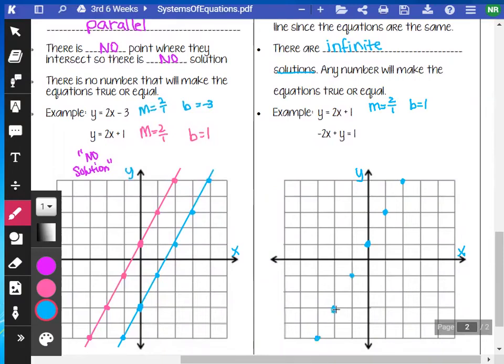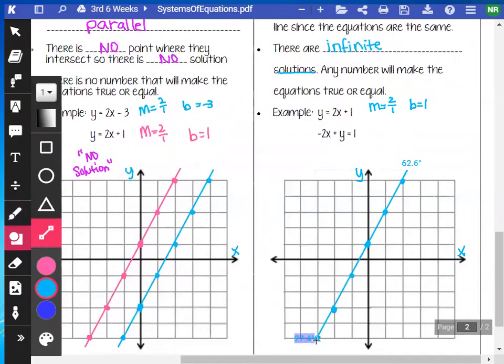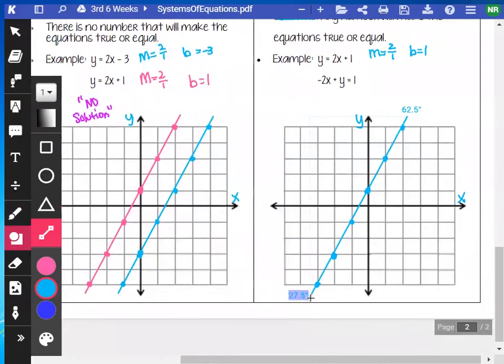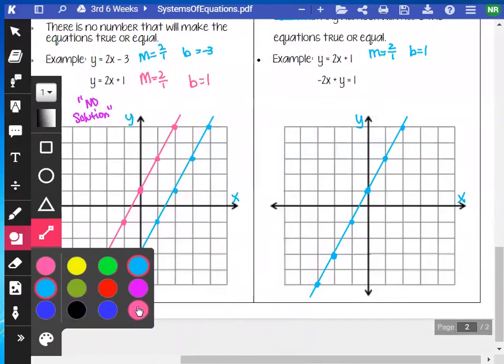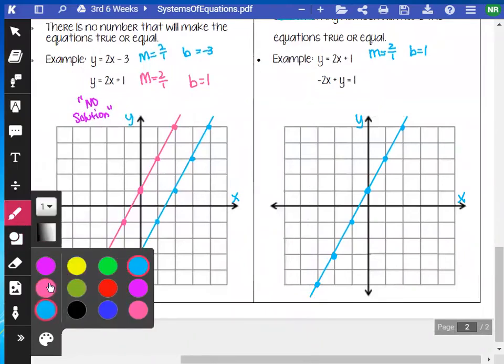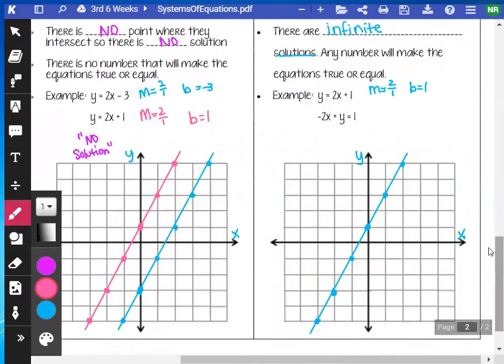So I have my line. Let's plot it. Oops. Okay. Moving on to pink. Now remember, all of your equations have to be solved for y. So the opposite of -2x is adding that 2x, plus 2x. When I bring down y, I notice it's by itself. So I'm ready to graph.